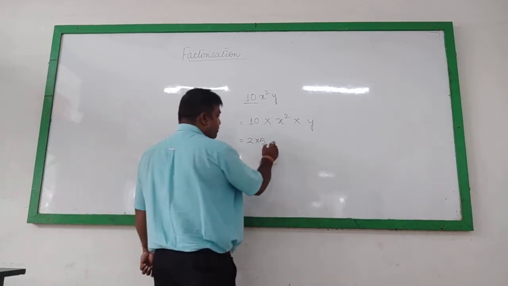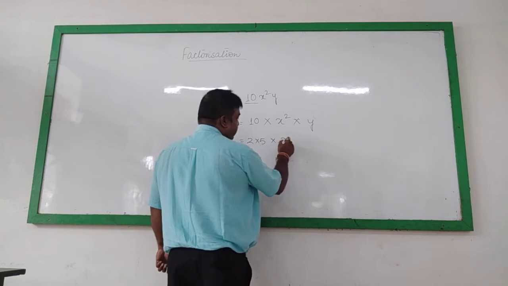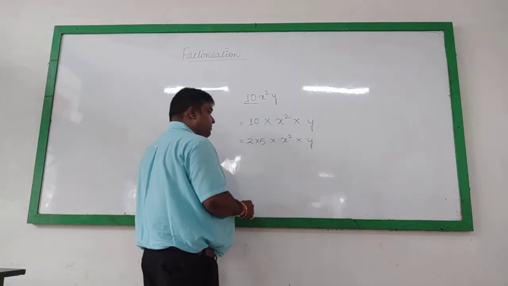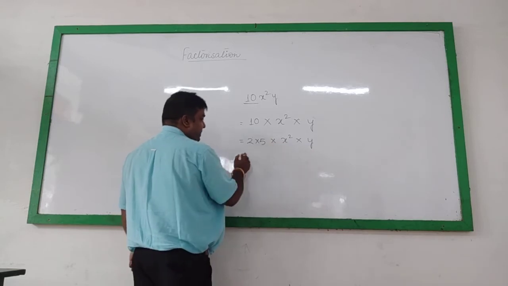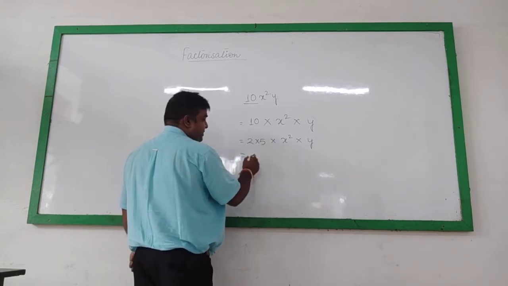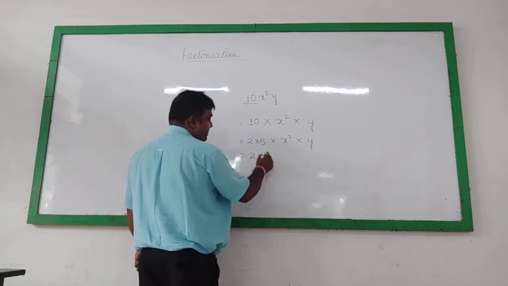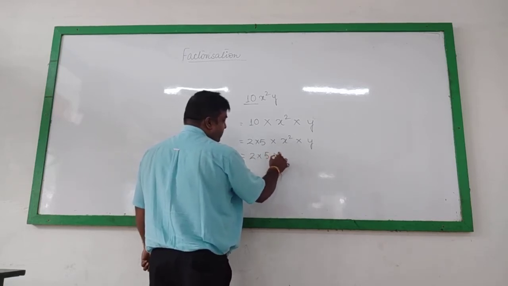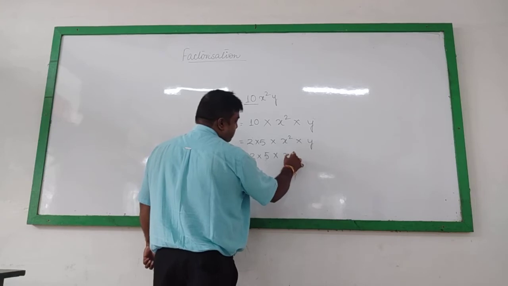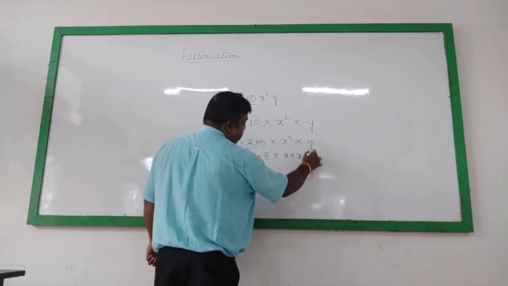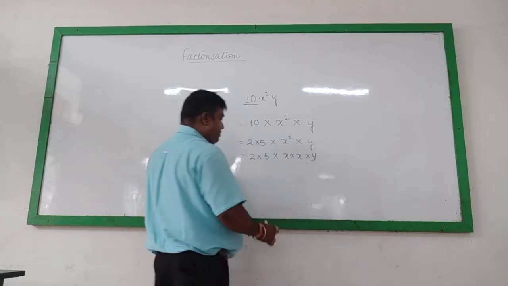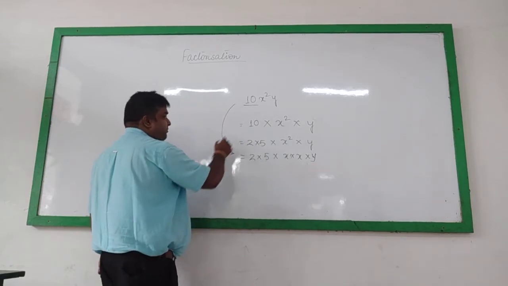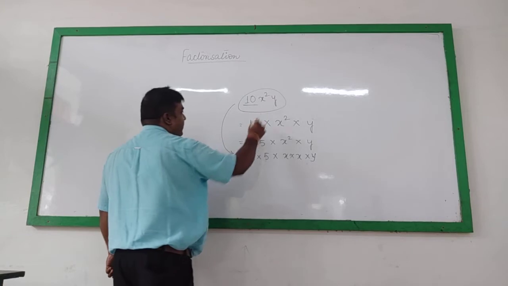Correct? So that will come 2 into 5 into x square into y. Furthermore, this x square means x into x. So that can be written as 2 into 5 into x into x into y. So this is the factorization of this term 10x square y.